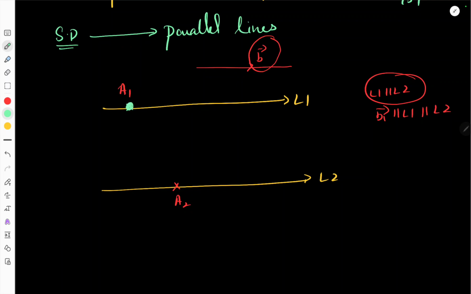Either A1 I can fix, or I can fix A2. So from this point I have to draw one perpendicular line. So from this I will just join this one. So this is the A2 minus A1 vector, in this direction, and the magnitude of this will be the magnitude of A2 minus A1. Okay. Now what we have to find, the shortest distance is this one.